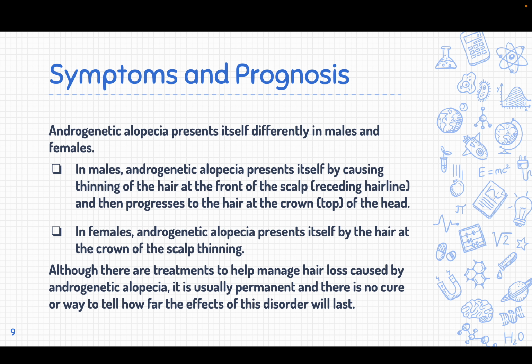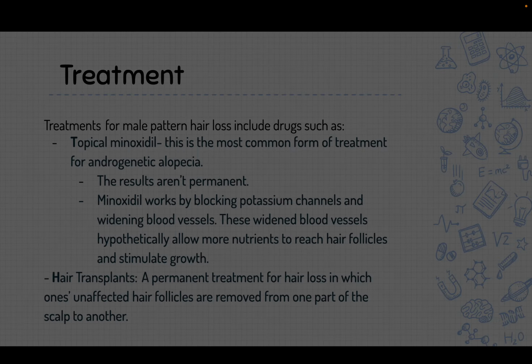Symptoms and prognosis: androgenetic alopecia presents itself differently in males and females. In males, this disorder presents itself by causing thinning of the hair at the front of the scalp, which is like a receding hairline, and then progresses to the hair at the top of the head. And then in females, the disorder presents itself by the hair at the crown of the scalp thinning. And although there are treatments to help manage hair loss caused by the disorder, it's normally permanent, and there's no cure or way to tell how far the effects of the disorder will last.